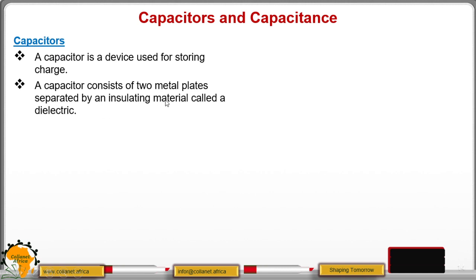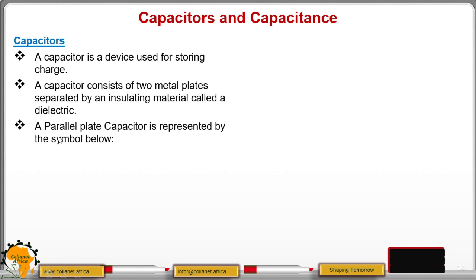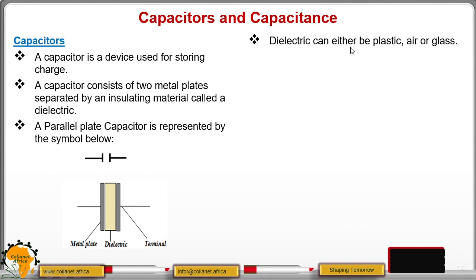Now, a capacitor consists of two metal plates that are separated by insulating material. And that insulating material, we call it a dielectric. So when we talk of a parallel plate capacitor, we are going to use this as the symbol. This is the symbol of a parallel plate capacitor. But what we are saying is that it consists of insulating material in between two metal plates. So you have a metal plate and another metal plate, and then we have the dielectric. Then we have the terminals. These are the ones that are used to connect in a circuit. Now, a dielectric can either be plastic, air, or glass. Remember, these are insulating materials.